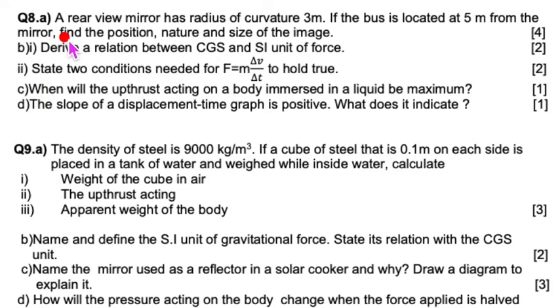Question number 8a. A rear view mirror has a radius of curvature 3 meters. If the bus is located at 5 meters from the mirror, find the position, nature and the size of the image. So let us write our data.